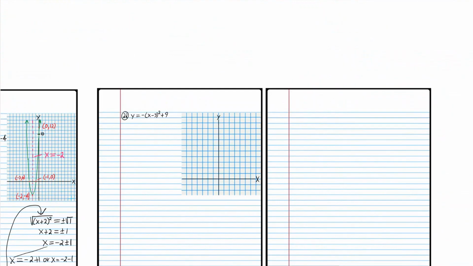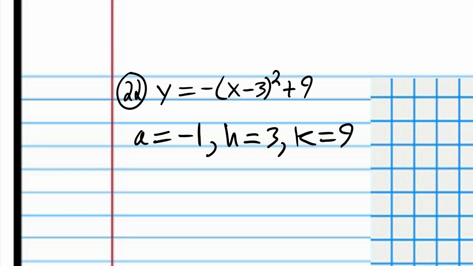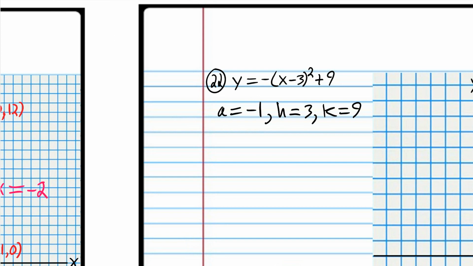All right, we're back. So first I'm going to label constants. Remember, the sign changes here, but it doesn't change for the y value of the vertex. And so now the x value of the vertex is h, which is 3. And the y value of the vertex is k, which is 9. So now we have the vertex. It's (3, 9).